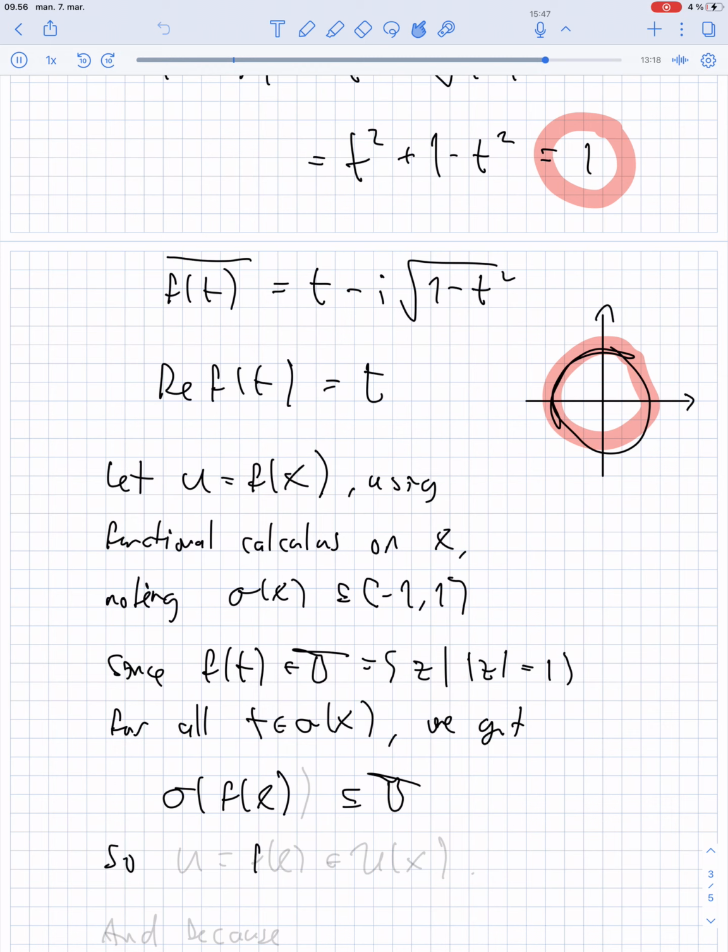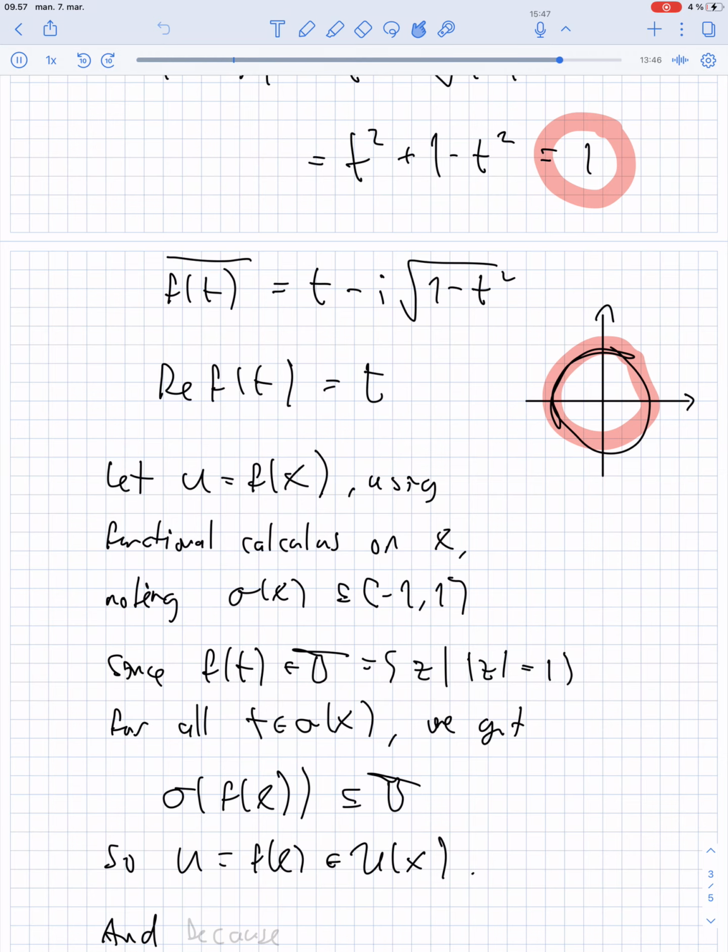So f of x is a unitary, right? Because it's normal, and the spectrum is contained in the unit circle. Maybe I should write this out, right? Because f of x is what I'm calling u. So I'll write like this.